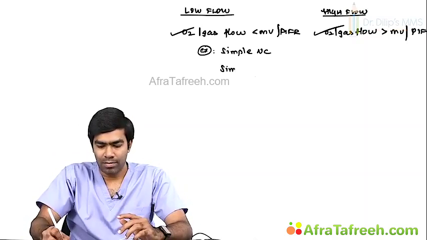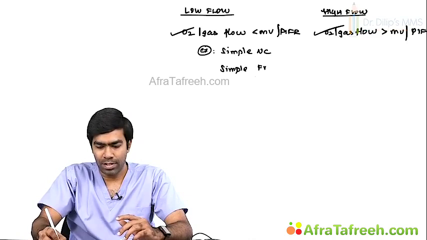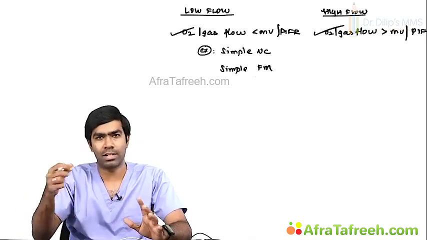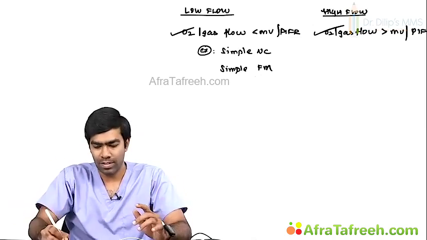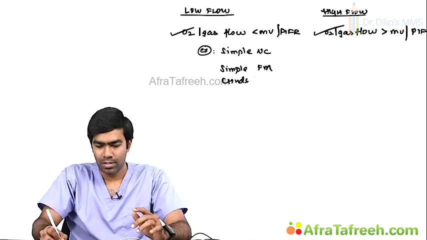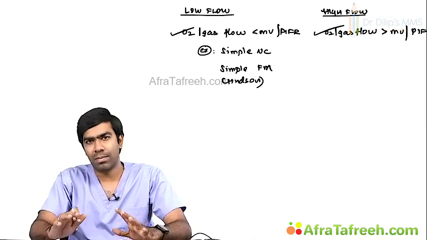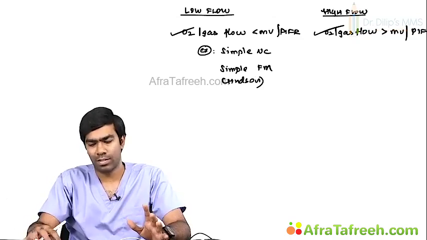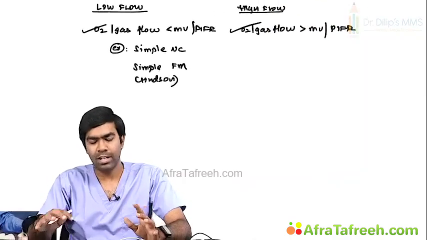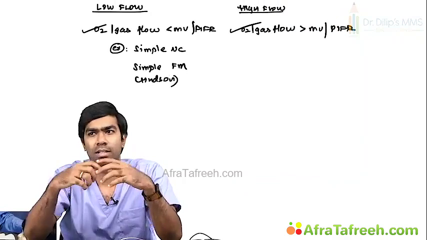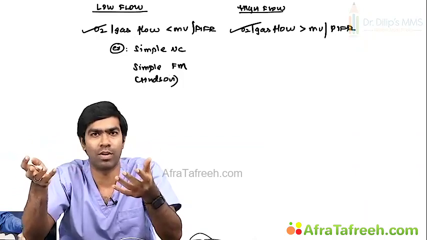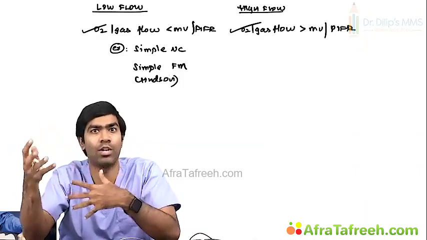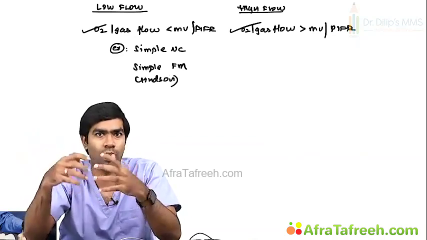At the same time, you have a counterpart called a simple face mask. Similar arrangement, but instead of the prongs, you'll have a mask. That's it. This is a simple face mask, otherwise referred to as a Hudson mask. These are characteristic examples of a low flow device. Remember, again, it's not the cannula or the mask that will tell you whether it's a low flow or a high flow device. It's the arrangement that you make that will determine whether it's a low flow or a high flow device.